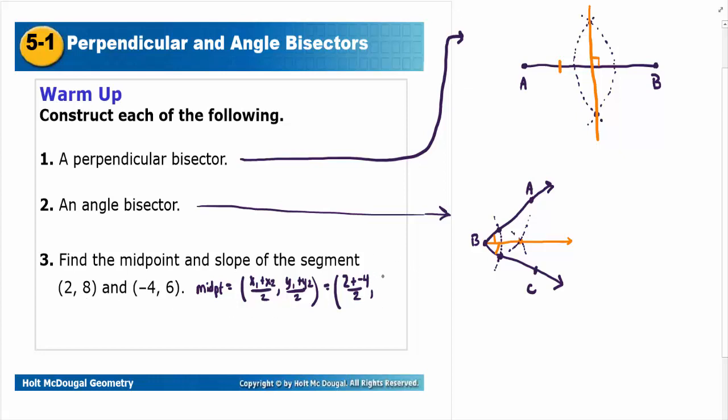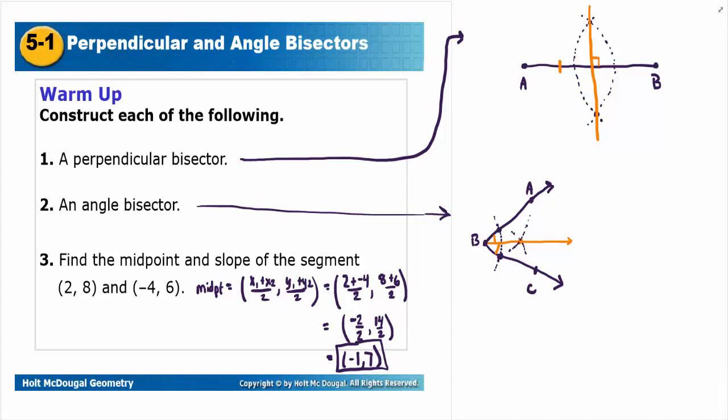8 plus 6 over 2. So this ends up equaling negative 2 over 2. 8 plus 6 is 14, so 14 over 2. And you end up with negative 1, 7 for your midpoint. All right, so we got ourselves a midpoint.